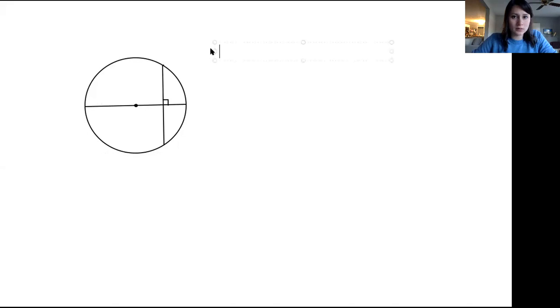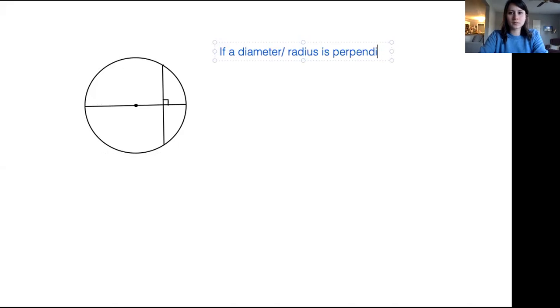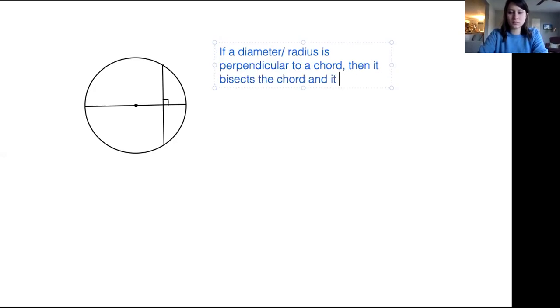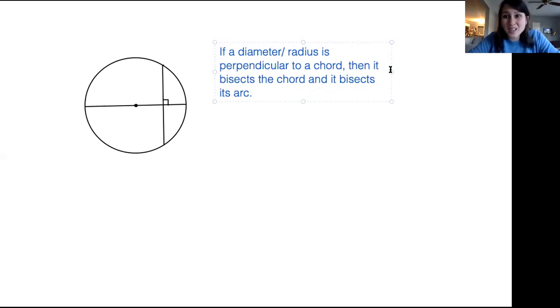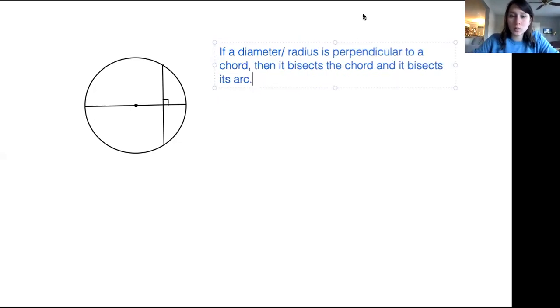So I'm going to write this down. If a diameter, slash a radius, honestly, is perpendicular to a chord, then what happens is it bisects the chord and it bisects the arc. So remember the word bisect, that means split into 2 equal parts.